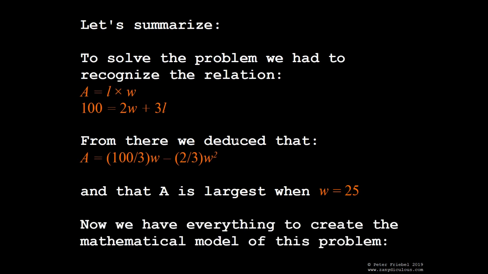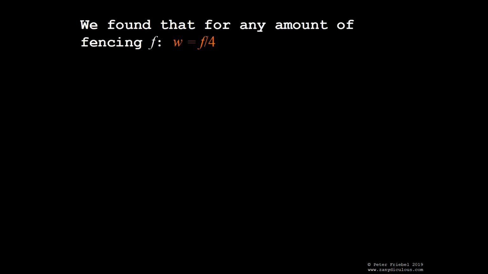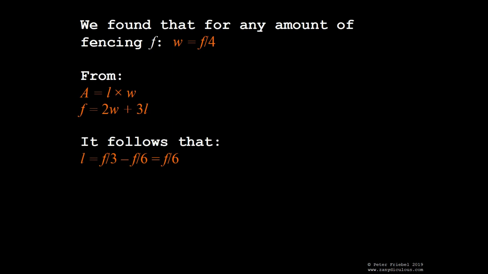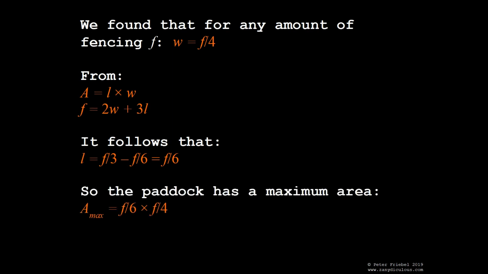Now we have everything to create the mathematical model of this problem. We found that for any amount of fencing F, W is F divided by 4. From the formulas for the area and the fencing material, it follows that the length is F divided by 3 minus F divided by 6, which is F divided by 6, F being the amount of fencing material. So the paddock has a maximum area, A max, of F divided by 6 times F divided by 4.